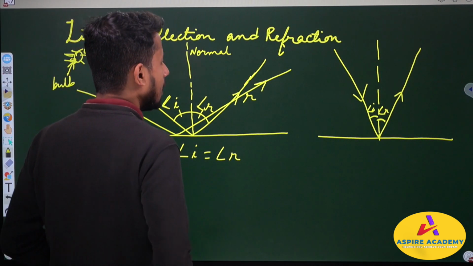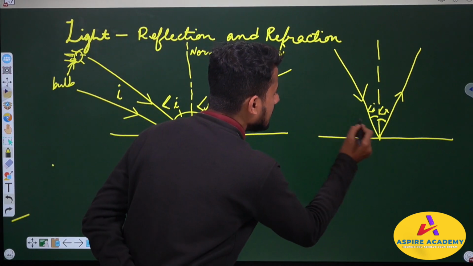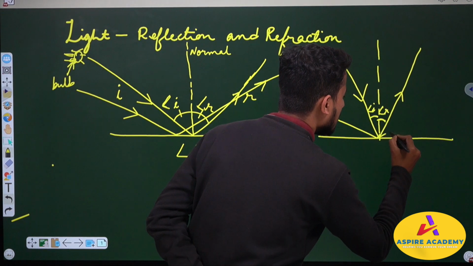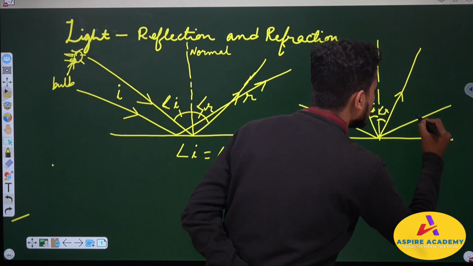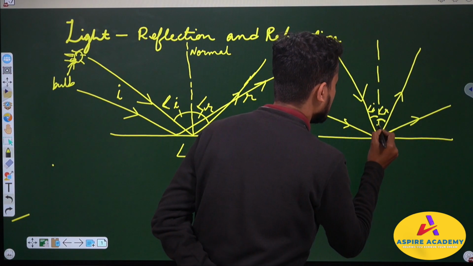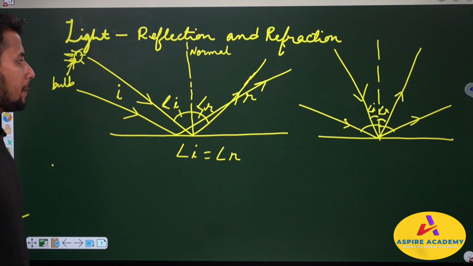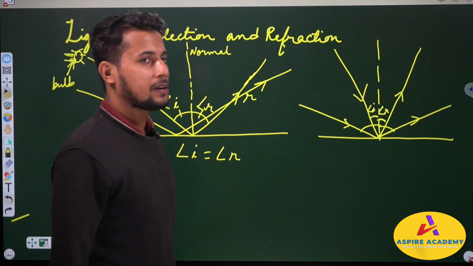Okay. Same way, if I take the incident ray farther away from the normal, the reflected ray will also be going farther away from the normal. You see, I hope you are clear. Okay, this is a property of the mirror.